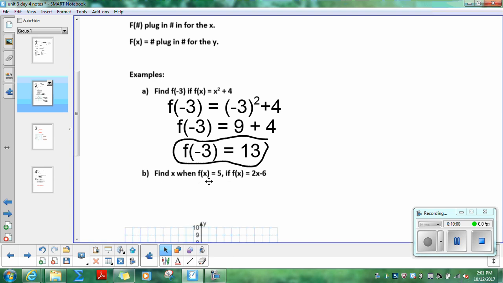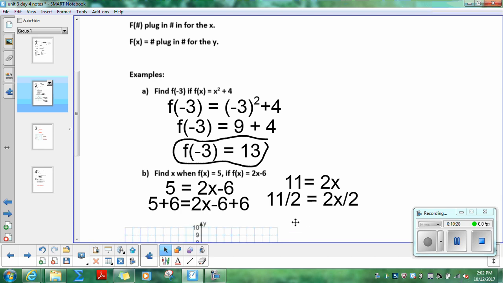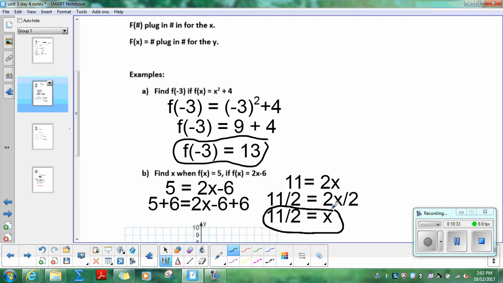B, find x when f of x is 5. So they told me the y value. And here's the equation. So I'm going to replace f of x with a 5. And then I'm going to find what x is, which is what they asked me, by solving for x. So I'm going to add 6 to both sides. 6's will be gone, so I get 11 equals 2x. Divide everything by 2. I end up getting x equals 11 over 2, or 5.5. So that's my answer. So it's really just about substitution and making sure you understand where you're substituting it for.